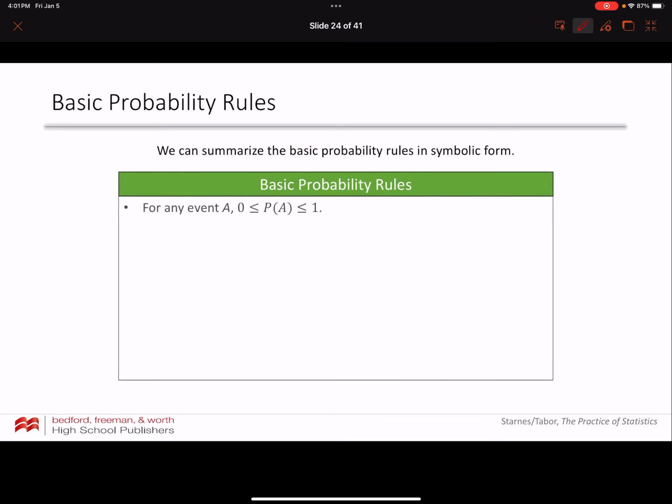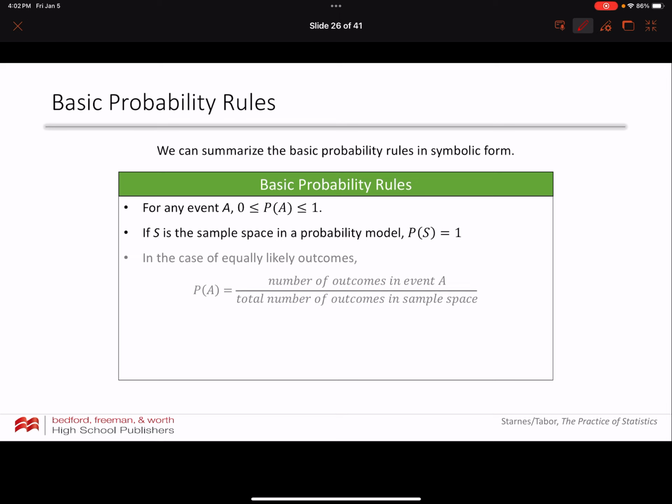Okay. So using the symbols, this is just a quick review of everything we've talked about, but think about this notation. So for every event A, the probability of A has to be between 0 and 1. If S is the sample space, the probability of all the events in the sample space is equal to 1. Here's your formula for probabilities.